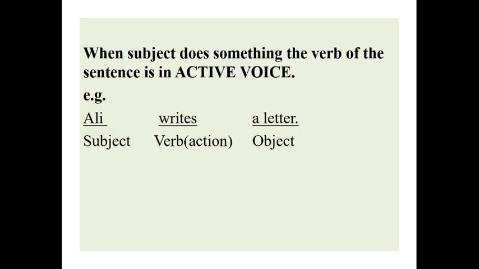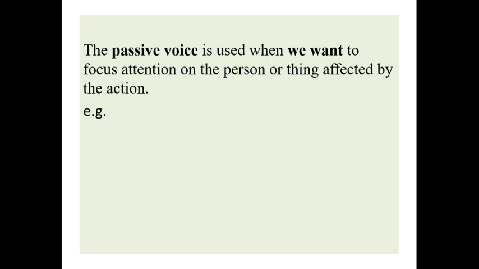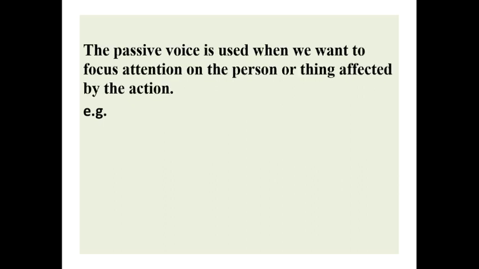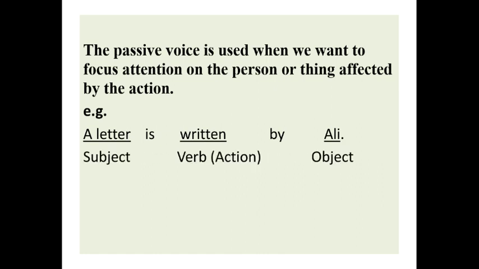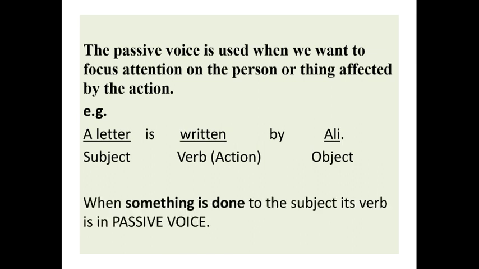Why do we need to make passive voice? The passive voice is used when we want to focus attention on the person or thing affected by the action. For example, a letter is written by Ali. Here we want to focus attention on the letter. So here written is affecting a letter. When something is done to the subject, its verb is in passive voice. Here in this example, the verb is affecting the subject.